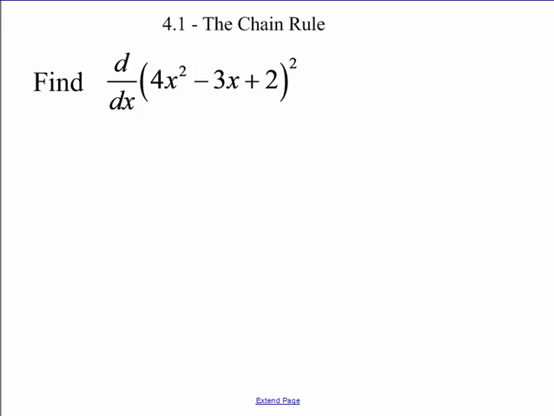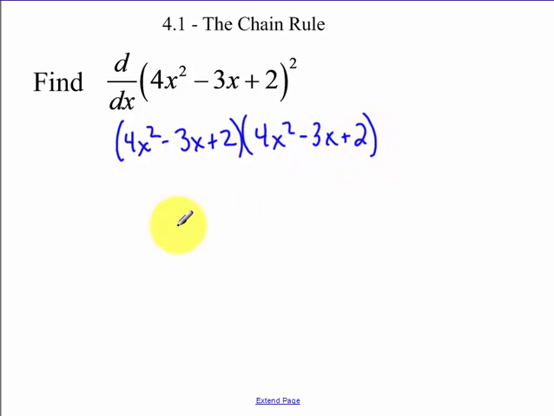Today we're going to be talking about the chain rule, which is when we take derivatives and we have a composition of functions. So let's look at this derivative here. We have 4x squared minus 3x plus 2. And when you square something, it's like multiplying by that same thing.